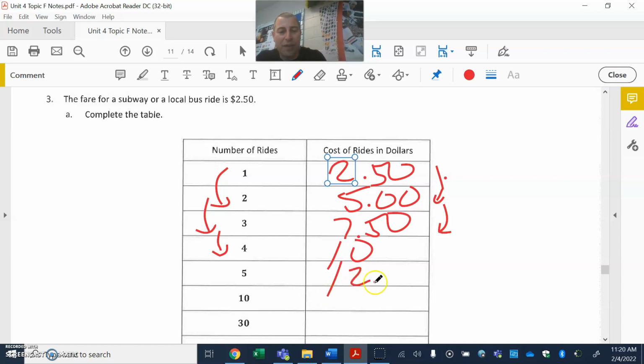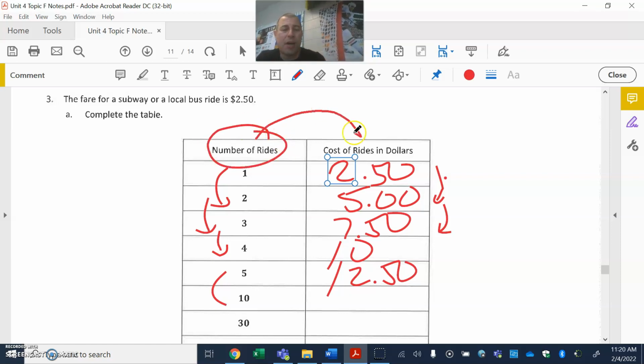Now we're at $12.50, but now I cannot add another 2.50, because look, we've jumped all the way from 5 to 10. So what are we doing each time? To get from the number of rides to the cost in dollars, every single time we are multiplying by 2.50. So we're going to do 10 and multiply it by 2.50.